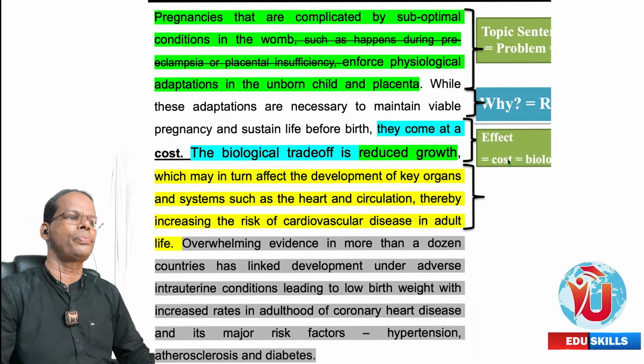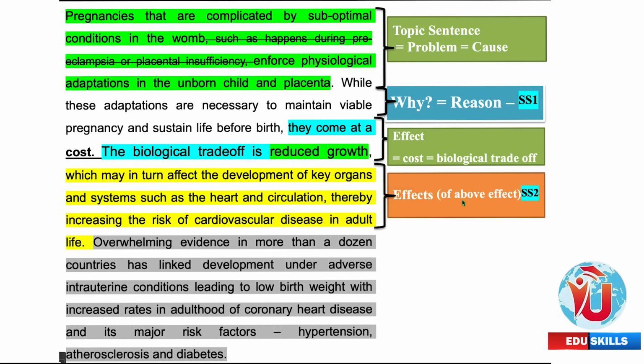Then you have the effect, okay? Effect, cost, biological trade-off. Cause is this, then the effect is this. Cause is given in the topic sentence, then the effect is given here. Then effect of above effects. Effect of effects of above effect. Biological trade-off. Cost is reduced growth. Okay, reduced growth is the biological trade-off.